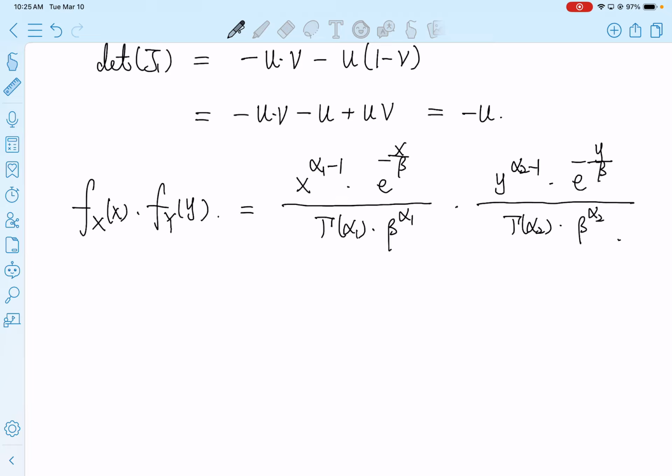Yes? I noticed that there's a second version of the gamma function. Yeah. Why do we always use this version?